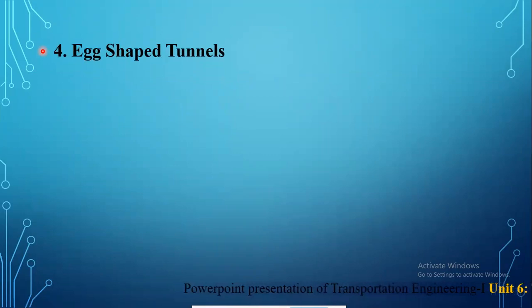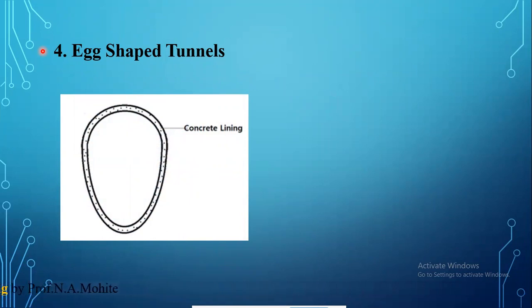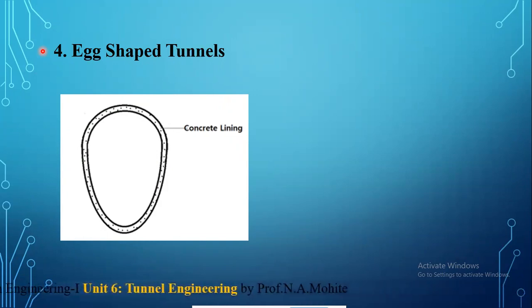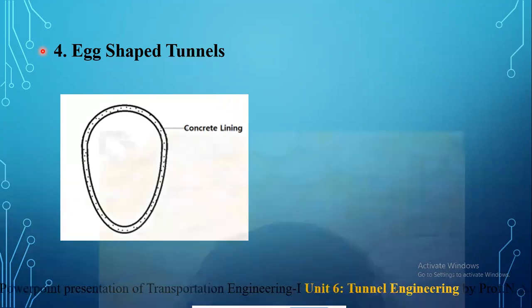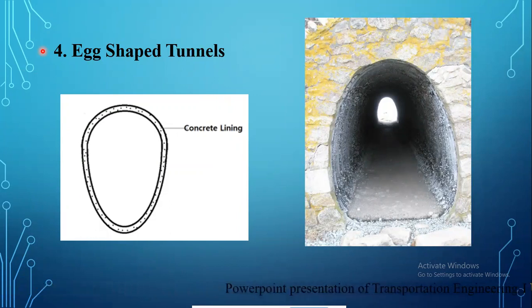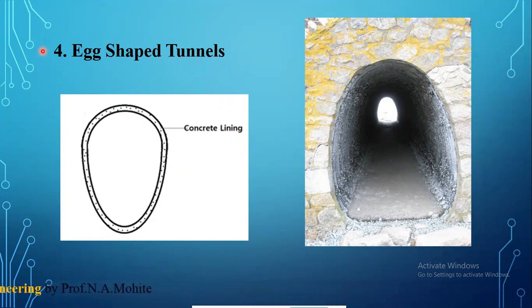Next is the egg-shaped tunnel. This tunnel shape has a number of centers and radius lengths. These are mostly adopted for carrying sewage water. Due to their smaller cross sections at the bottom, it can maintain the self-cleaning velocity of flow of sewage in dry and rainy seasons, and it can resist external and internal pressures due to their circular walls.